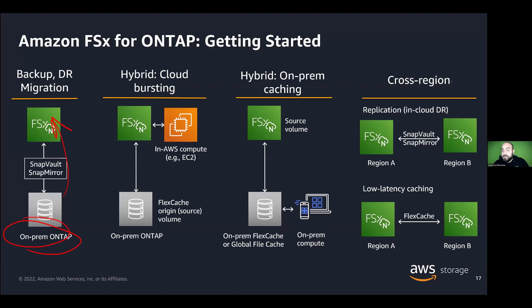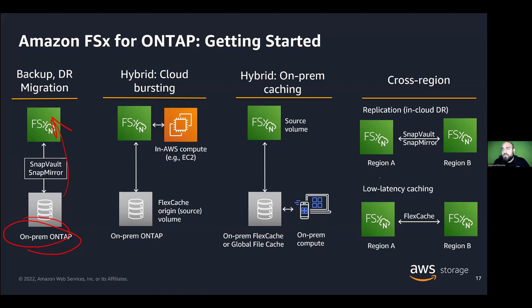I can do cross-region. I can also do FlexCache between regions. So it means that a volume is running in one region, and I'm just caching the volume in another region. So my data would be able to have low latency access wherever my users are.